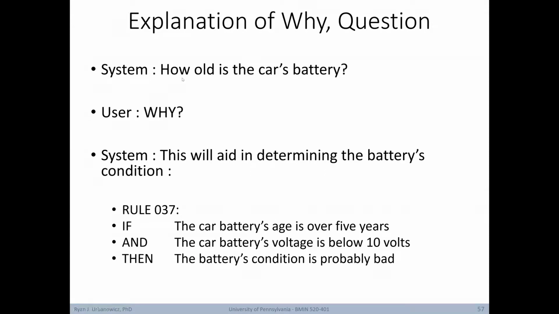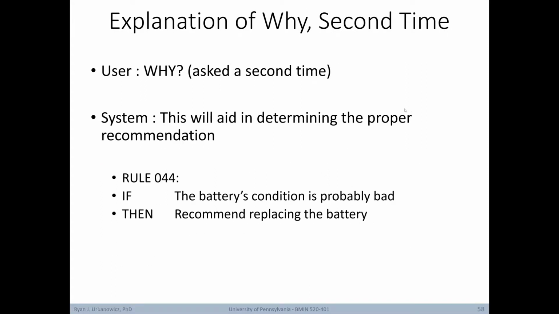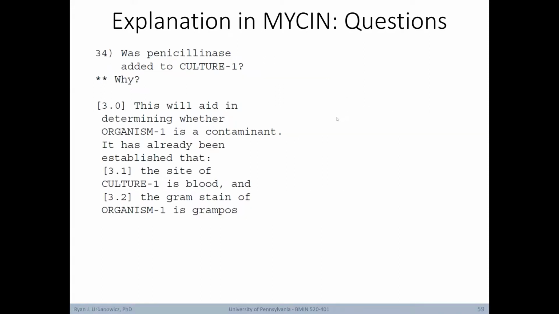So in other words, when the system asks how old is the car's battery and the user wanted to know why, the system replied, this will aid in determining the battery's condition. When the user responds why again, it's with reference to this answer from the system. So now the why is about determining the battery's condition, which is answered here in the second response from the system. Now let's go back to explanation in MYCIN. So here we have a question asked by the system, was penicillinase added in culture 1?